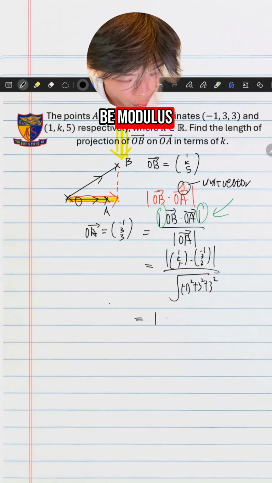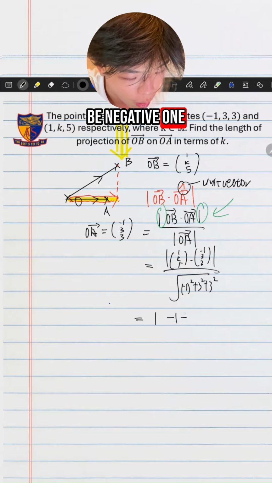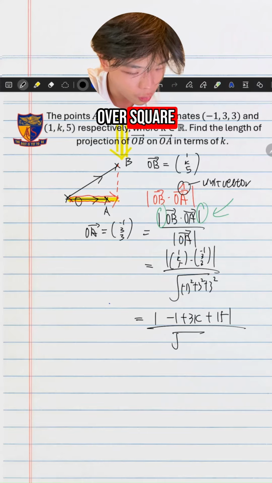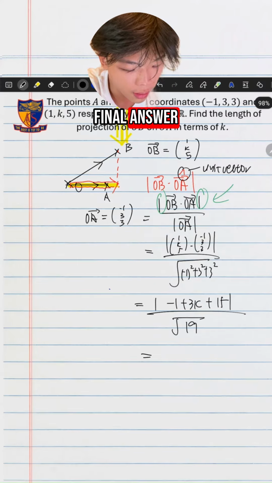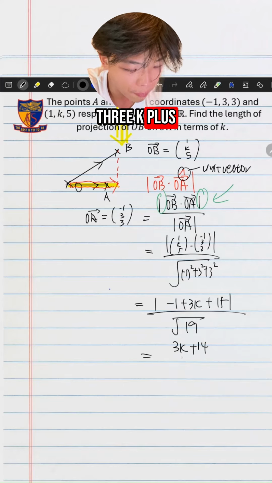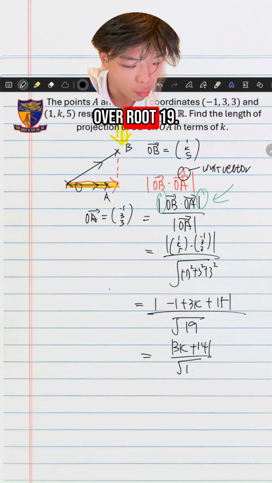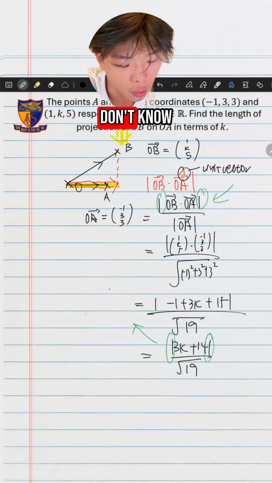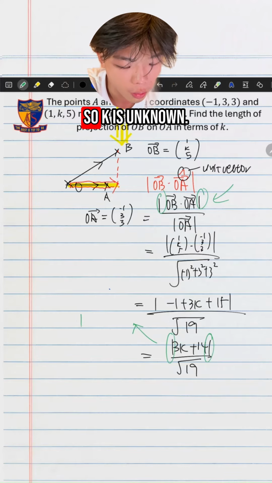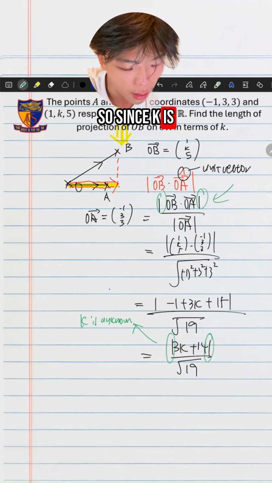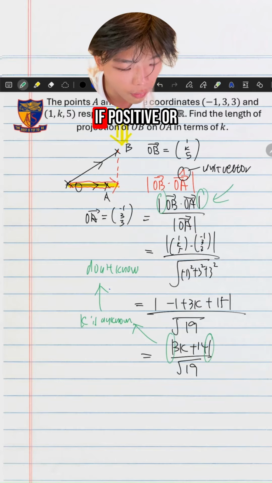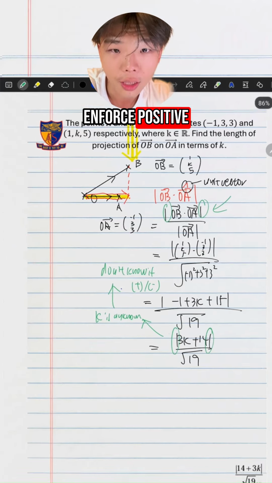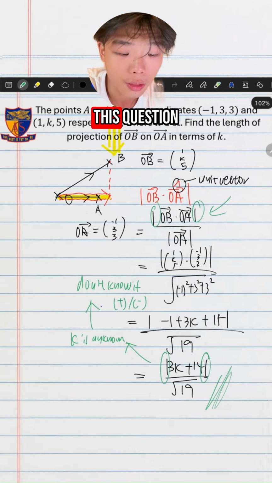So therefore this will be modulus of -1 plus 3k plus 15, right? And then this will be over square root of 19. Therefore the final answer would just be modulus of 3k plus 14 over root 19. And take note that you cannot remove the modulus sign over here because you don't know what the value of k is, right? So k is unknown. So since k is unknown, we don't know if it is positive or negative, right? That's why we put the modulus there to enforce positive at all times. And this is the final answer to this question over here.